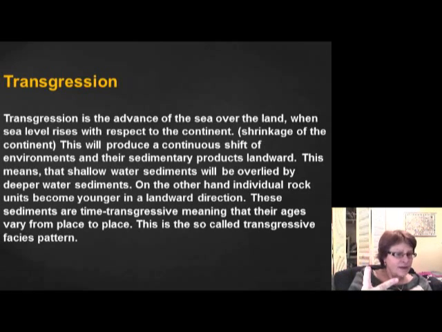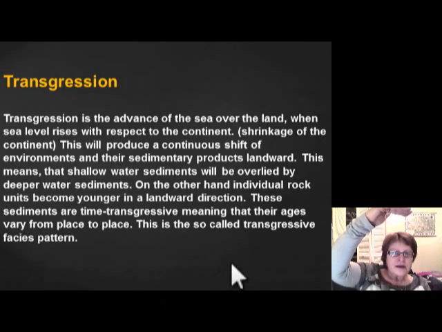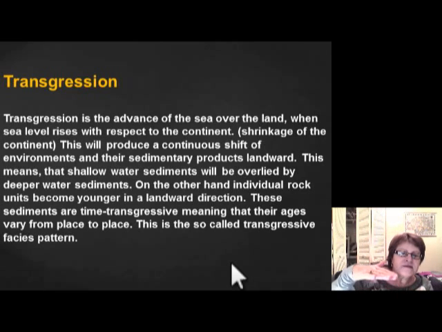We have two end members. One is when the sea level is going up, and we call that transgression. And the other one is when the sea level is going down, and this is what we call regression. So we have transgression and we have regression. When you have transgression, the sea level is going up. What does that mean? What happens with the continent when the sea level is going up?